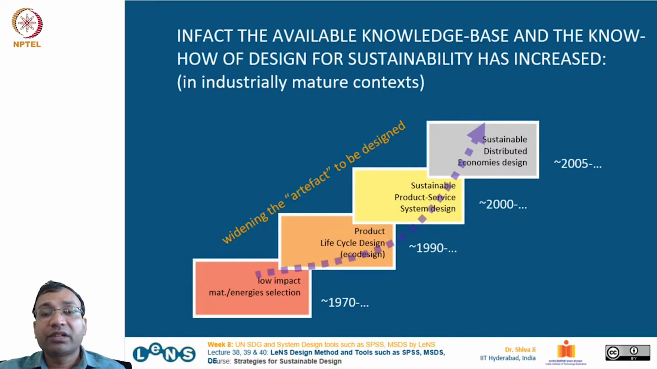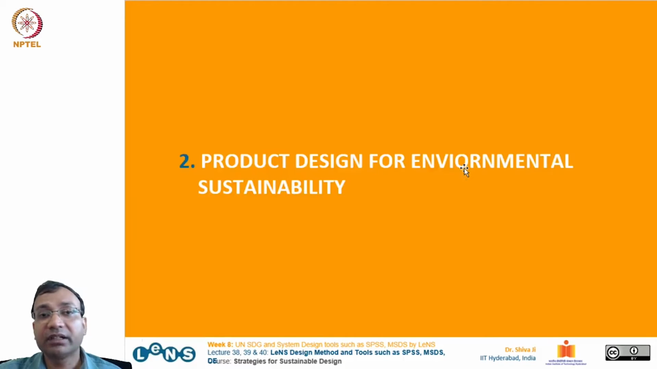So there should be a conscious effort, and it has been developing for quite a number of years. In the 1970s, the focus was on low impact designs. Then in the 1990s, life cycle design came about. Then in the 2000s, it came to SPSS, sustainable product service system design. Then in 2005, it came to the sustainable distributed economic model. So we will discuss some of these in the next slides, how it is evolving over time.